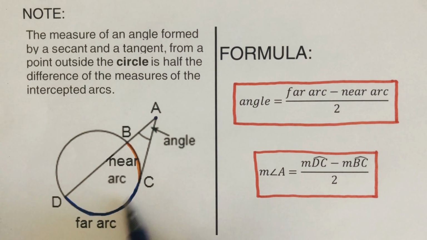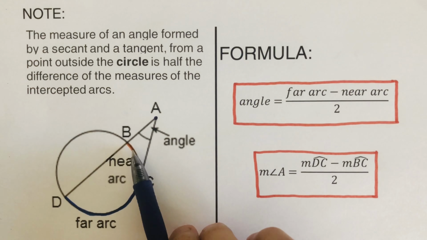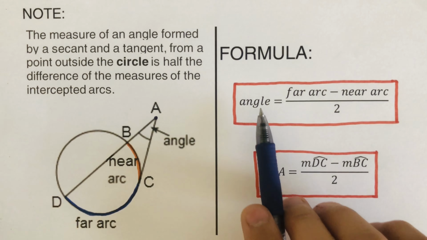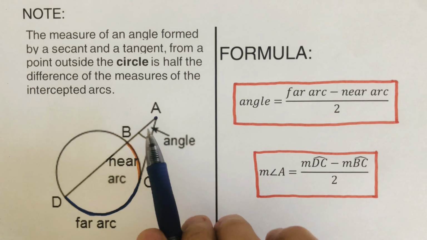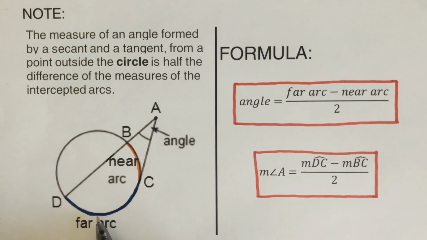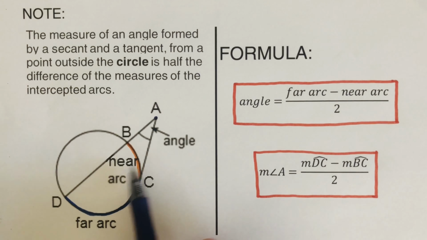So it's an arc that is far away from the angle. And this arc right here in orange is the one that is close to the angle, so I just labeled this as the near arc. So the angle measure here, which is located on the outside of the circle, is equal to the far arc, whatever the measure of the far arc in degrees, minus the measure of the near arc, divided by 2.